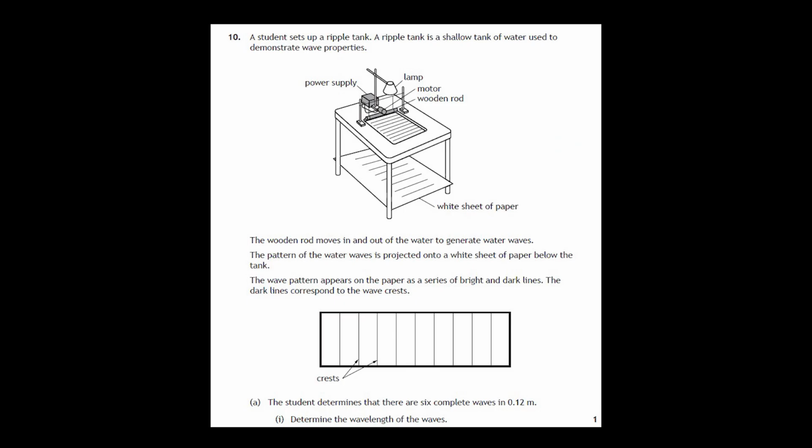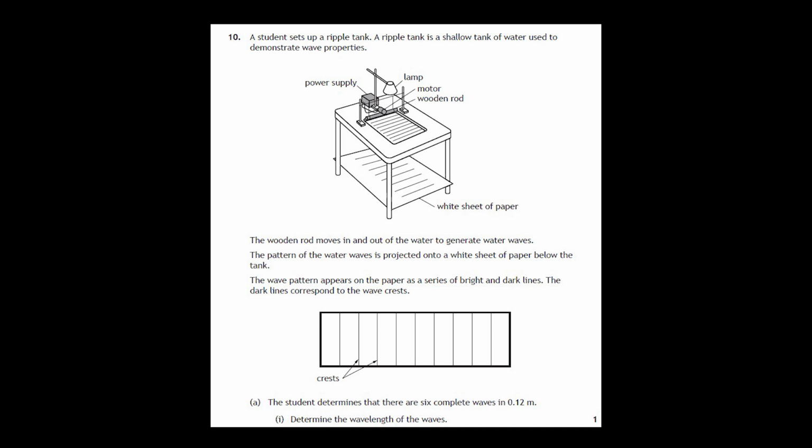Number 10. A student sets up a ripple tank. A ripple tank is a shallow tank of water used to demonstrate wave properties. And there's the apparatus there. The wooden rod moves in and out of the water to generate water waves. The pattern of the water waves is projected onto a white sheet of paper below the tank.